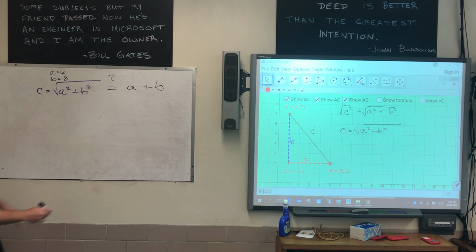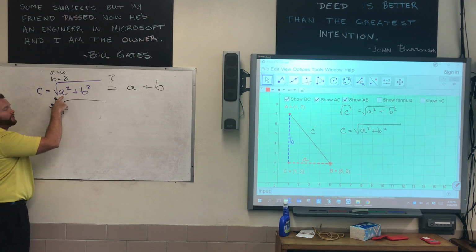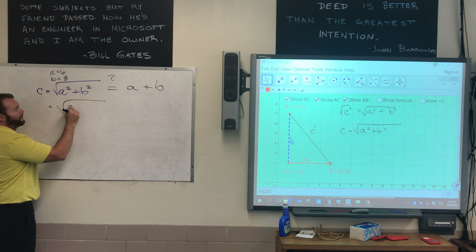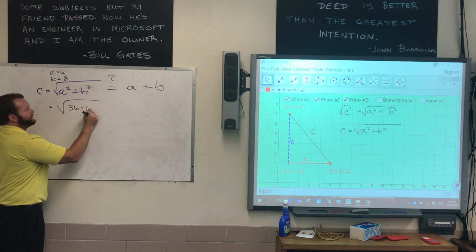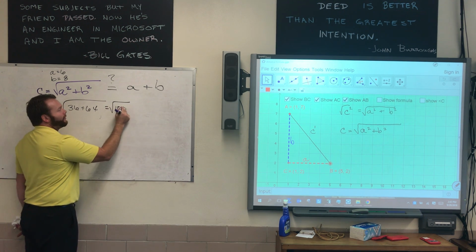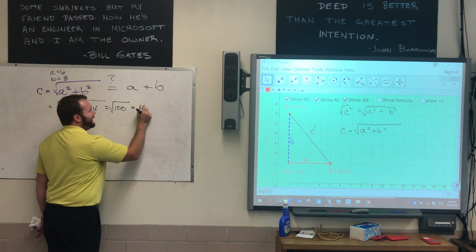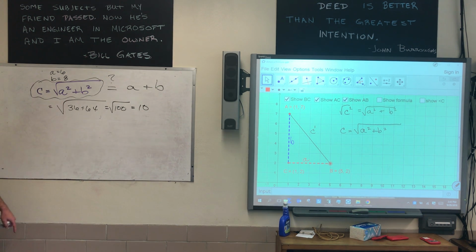If I start plugging that in here, okay, so it's saying A is 6. So 6 squared would give you what? 36. B squared would give you 64. That adds together to give you 100. What's the square root of 100? 10. Okay? So this right here gave me C to be 10.